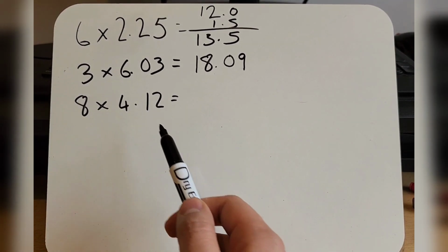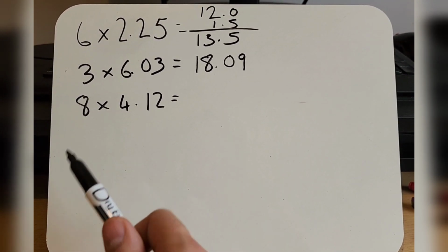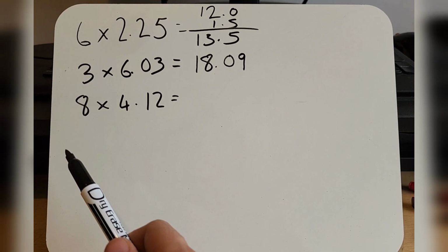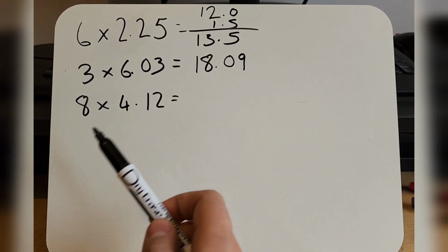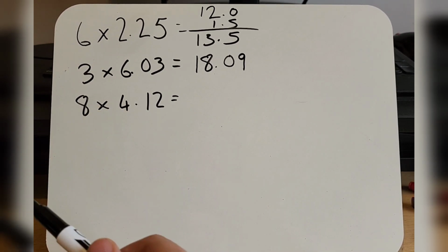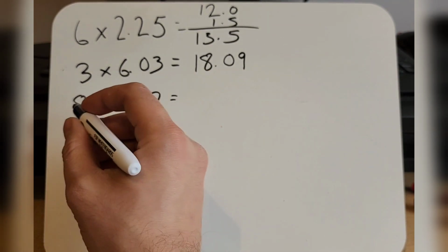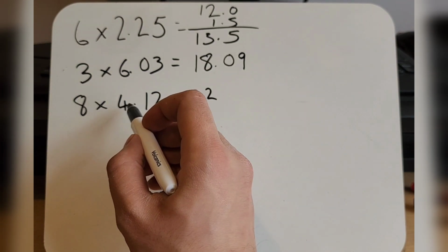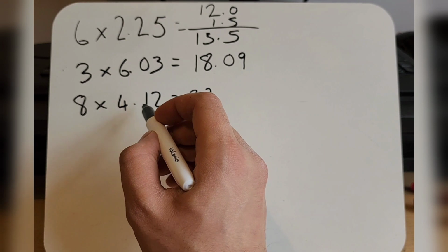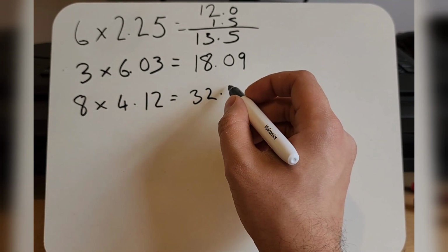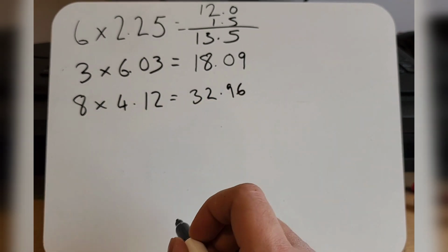8 times 4.12. So 8 times 12 is going to be 96. Okay, which means that it stays here. It doesn't carry over to the whole numbers column, the units column. So let's just do 8 times 4, that's 32. And then we're going to do 0.12, which 8 times 0.12 is going to be 96.